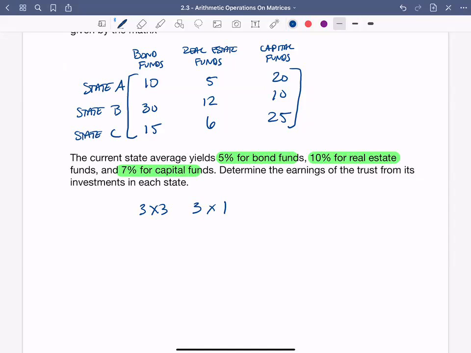Because this is what it yields: 0.05, which is 5%. We have a 10%. We also have a 7%. And what does this represent? This represents bond funds, real estate, and then this is our capital.